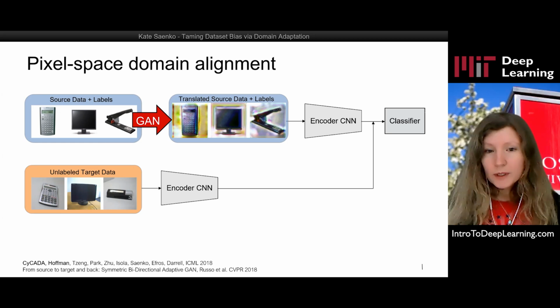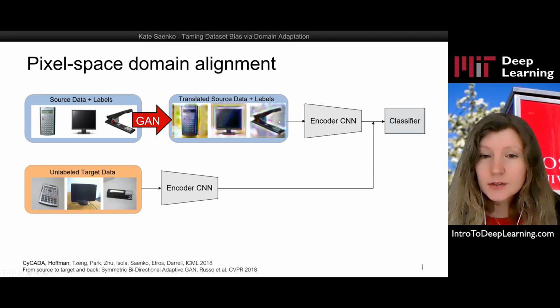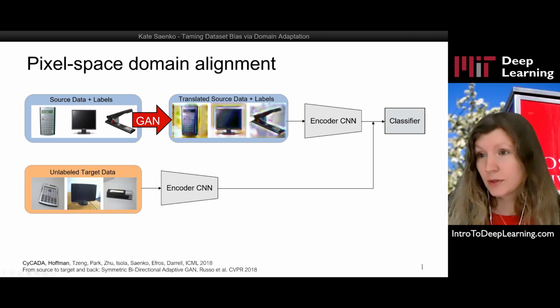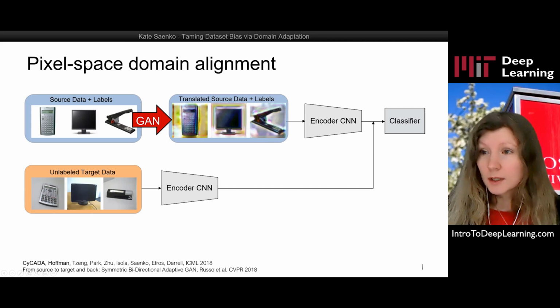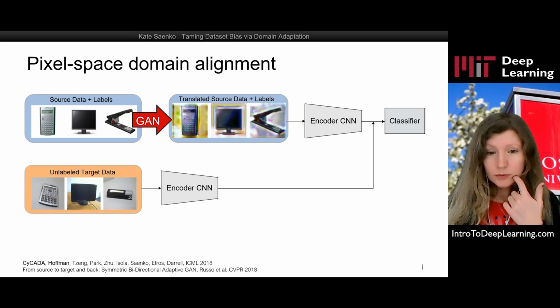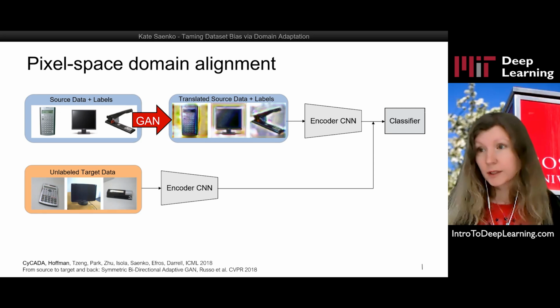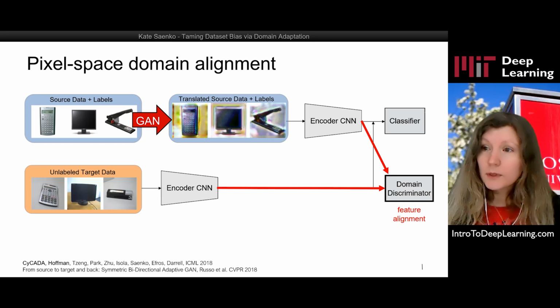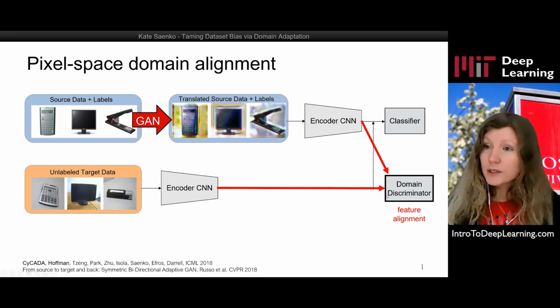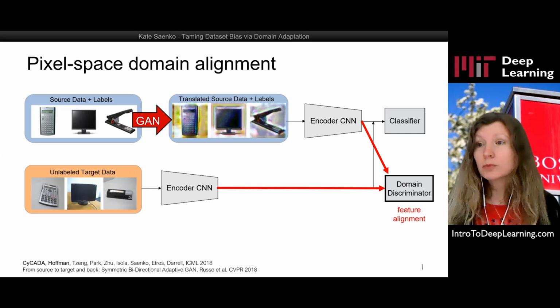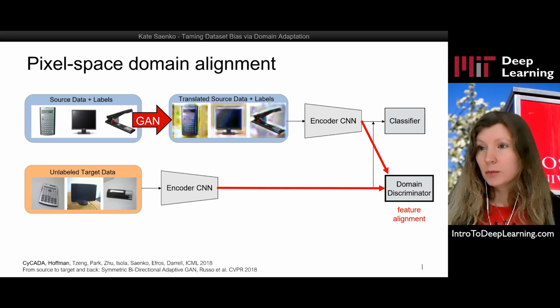So what's the point of this? Well, if we now have this translated source data, we still have labels for this data, but it now looks like it comes from the target domain. So we can just train on this new fake target-like data with the labels, and hopefully it improves our classifier error on the target. By the way, we can still apply our previous feature alignment. We can still add a domain discriminator on the features, just like we did before, and do these two things in tandem. And they actually do improve performance when you do both on many problems.